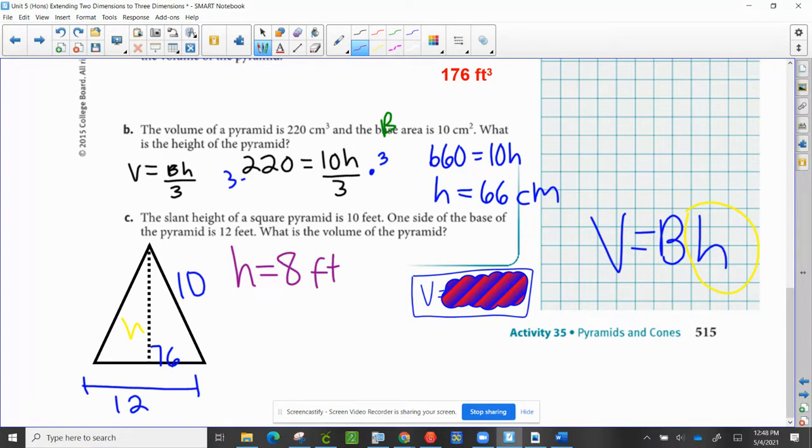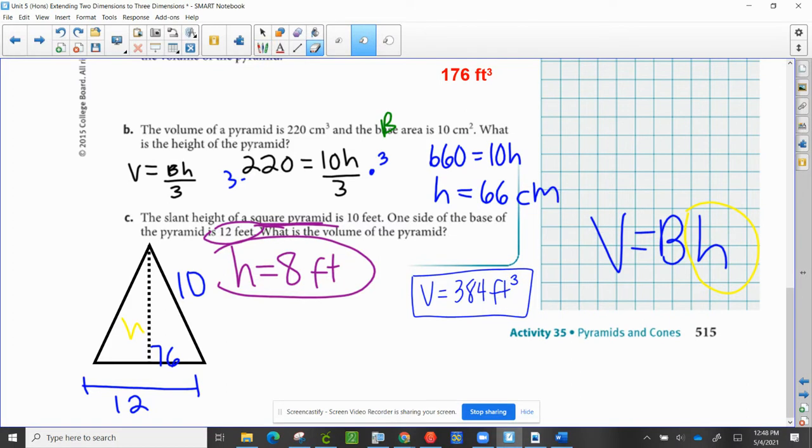Okay, so now that you know the height, you know it is a square pyramid, square, with a base of 12. I'm going to have you guys finish it. Find the volume for me. Okay, the volume should have been 384 feet cubed. 12 squared would be 144 times your height, 8.